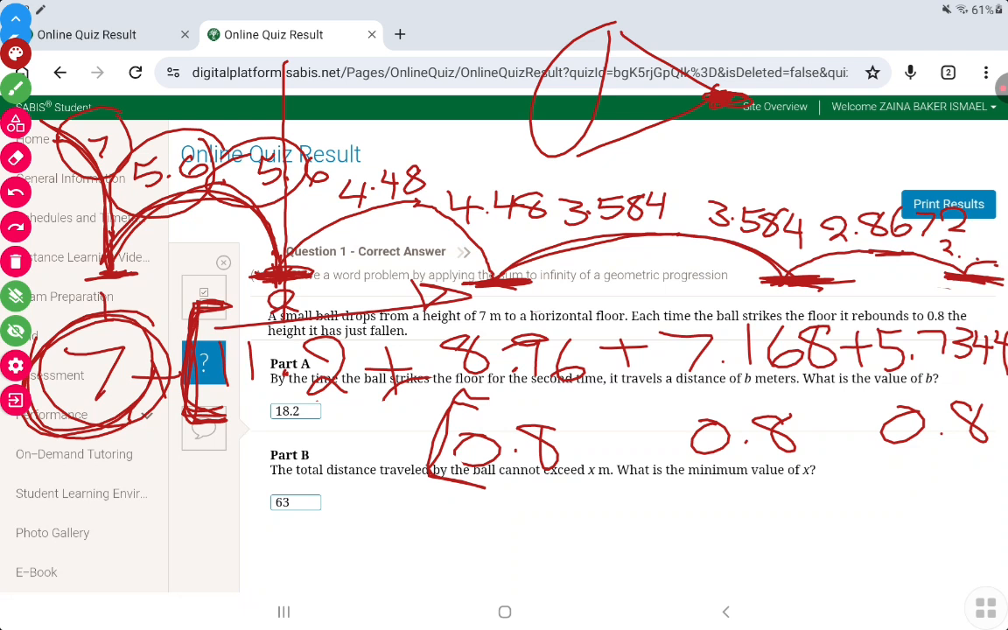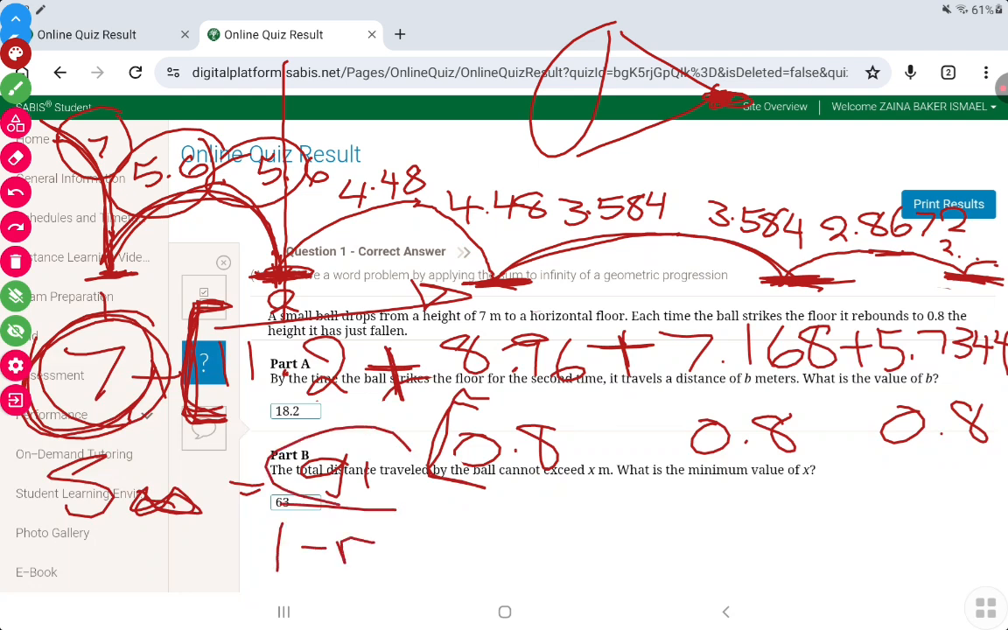So that's what we're actually doing right now. We're adding them up, okay? So what the question is asking for is the sum that the ball cannot exceed, okay? So how do you find the sum to infinity? There's an equation for it. The sum to infinity is, sorry, that's a sign for infinity, I don't know how to draw it, is G1 over 1 minus R.